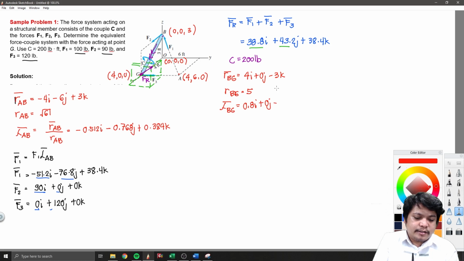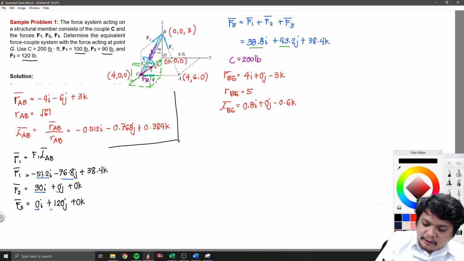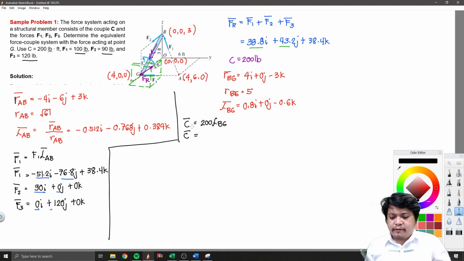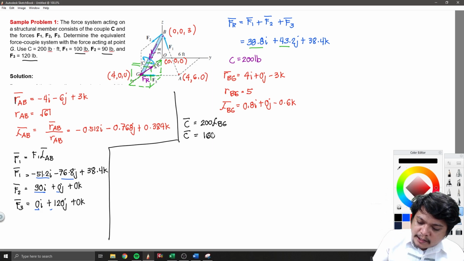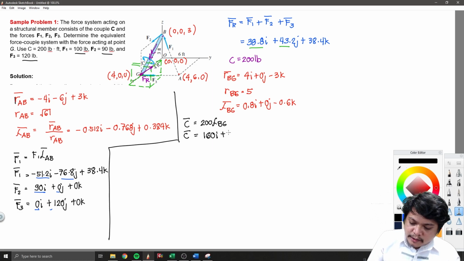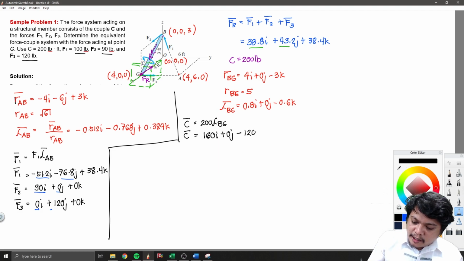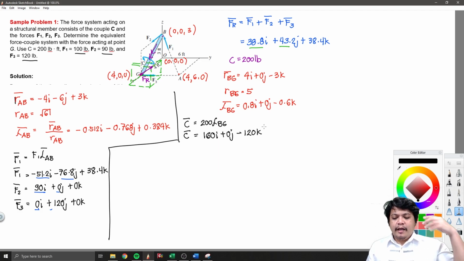And then minus 0.6 of K. Okay? So, meron na ako ngayong makukuhang, okay, lagyan ko dito. May makukuha na ako dong C. Okay? So, yung C mo, that is 200 lambda BG. Okay? So, yung C natin in vector form, 200 times 0.8. So, you have here 160I plus 0J and then minus 200 times 0.6. So, minus 120K. Okay? Sir, yan na ba yan?